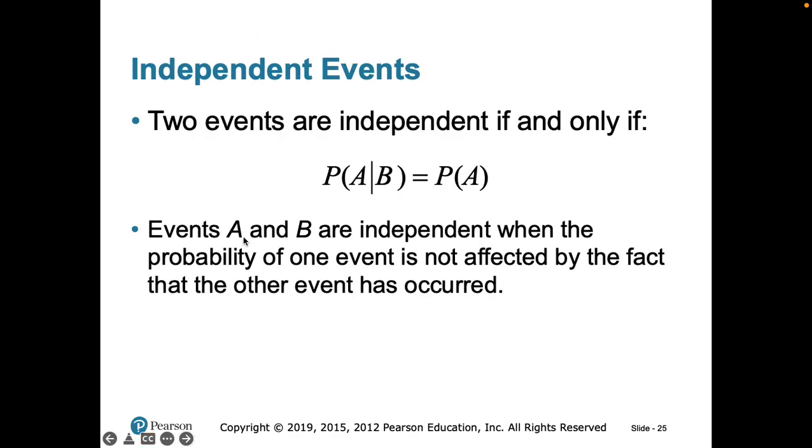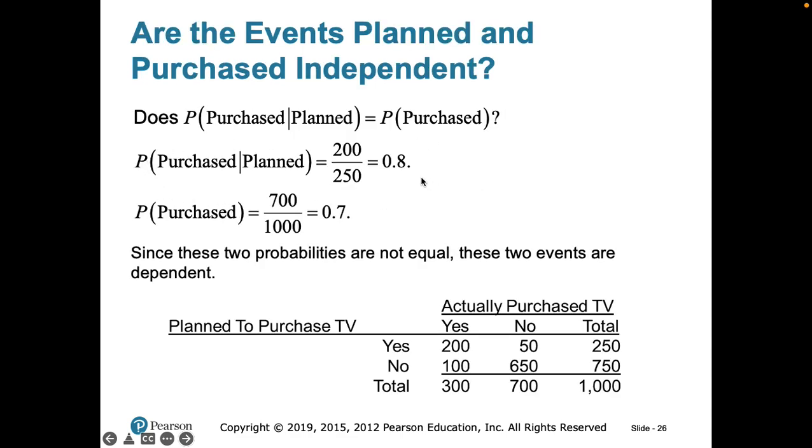So here it is, right? Two events are independent if the probability of A, given that B has occurred, equals the probability of A. In this case, we saw that was not the case. So we can say these two events are dependent, because the probabilities are not equal.